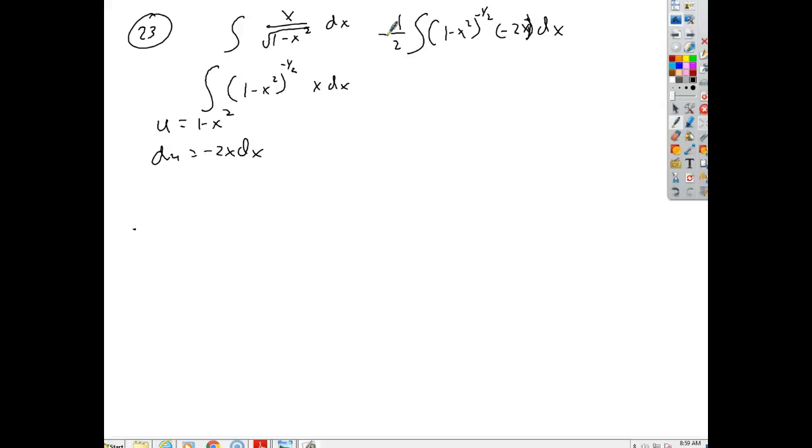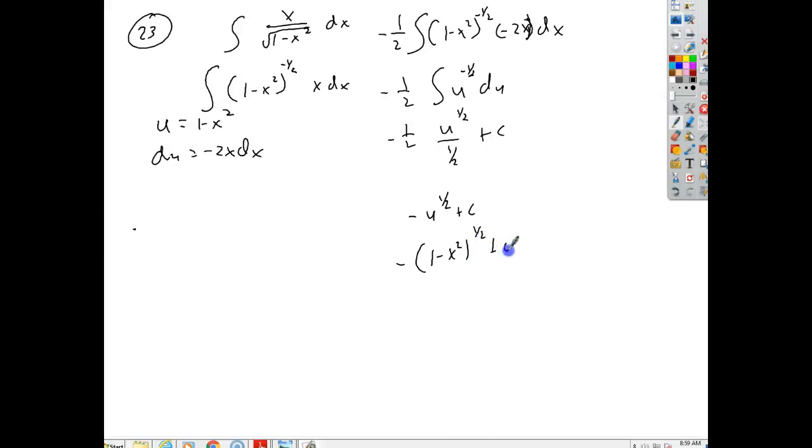Because I need to cancel it out. I need to have just 1, right? Multiplying by 1 each time. We always put it on the bottom. That makes sense. Integral of u to the -1/2 du. Raise its power by 1, divide by that power. Plus c. Don't forget the c. Flip and multiply. I get negative u to the 1/2 plus c, which is negative (1 minus x squared) to the 1/2 plus c.